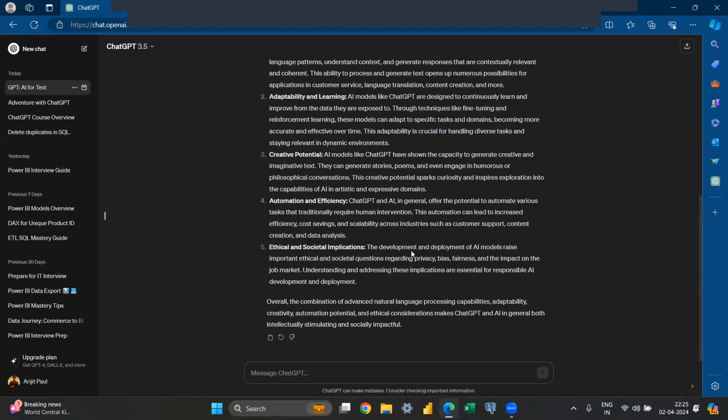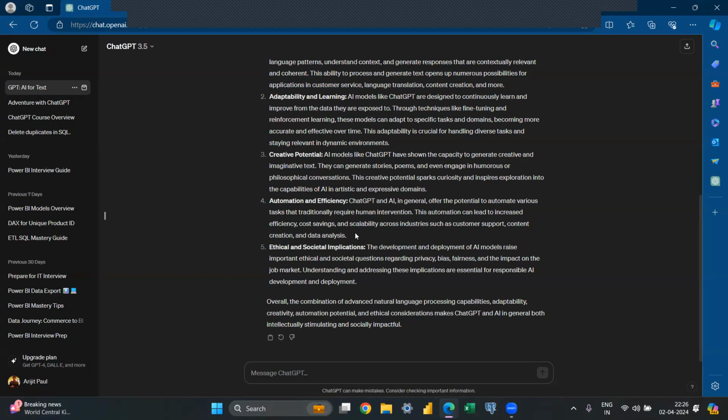Rather, ChatGPT will evolve, and it will definitely lead us to evolve as well. The more we understand the tool and make proper use of it, the more we will be able to control what is going on and adapt to the new changes as the technology advances. So the impact is definitely there, but understanding and addressing these implications is essential for responsible AI development and deployment.